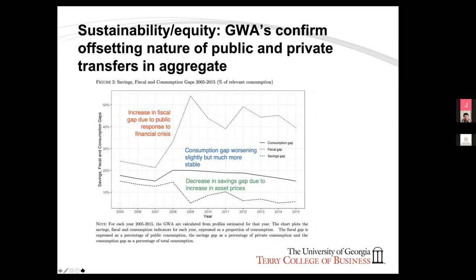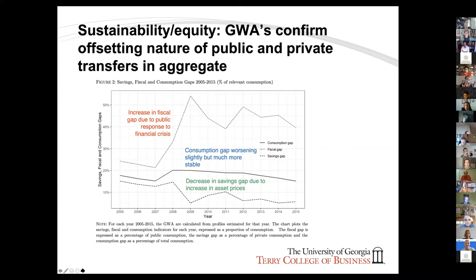So what does it really say about sustainability and equity? Another point that you might take from the graph that I showed on slide one is that there seems to be some offsetting nature between private wealth and public wealth. And that's certainly what the overall picture that emerges from the GWA seems to confirm, because what we find is that the fiscal gap, which is the line at the top, increases dramatically as a consequence of the public sector response to the financial crisis starting in 2008. But at the same time, there's been an increase in the value of financial wealth, and that decreases the savings gap.